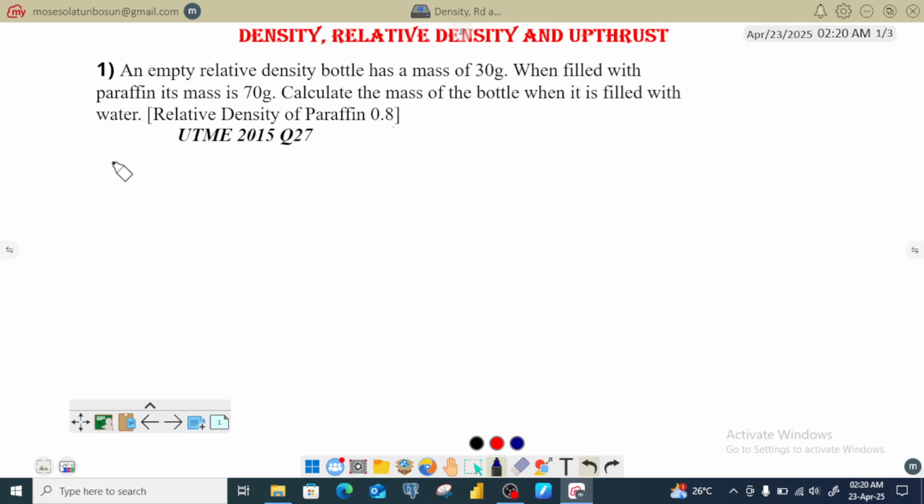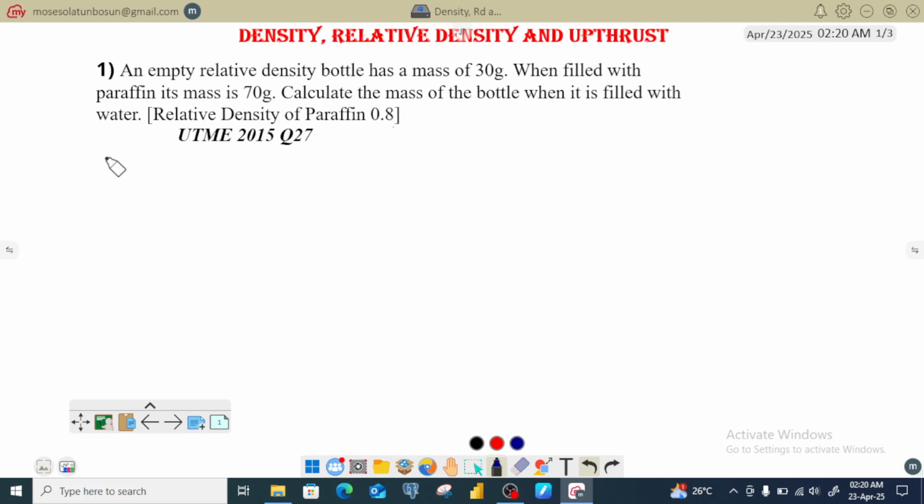Okay, the question on the screen says an empty relative density bottle has a mass of 30 grams. When filled with paraffin, its mass is 70 grams. Calculate the mass of the bottle when it is filled with water, and we have a constant given here, the relative density of paraffin. Okay, let's quickly write out the parameters in this question.